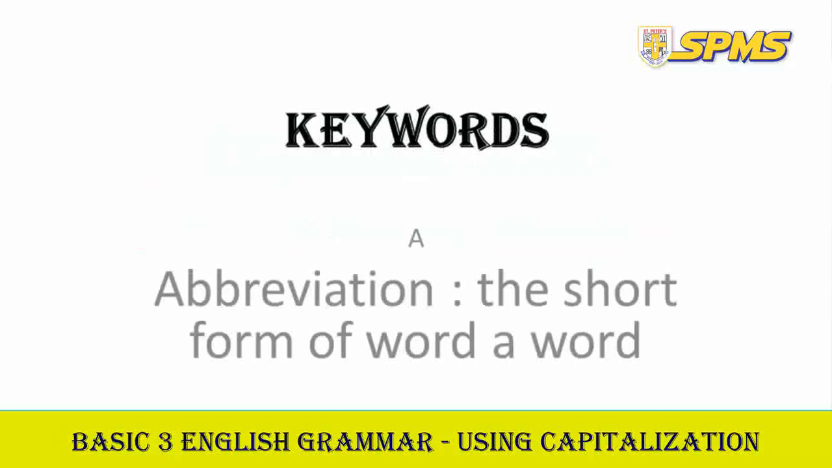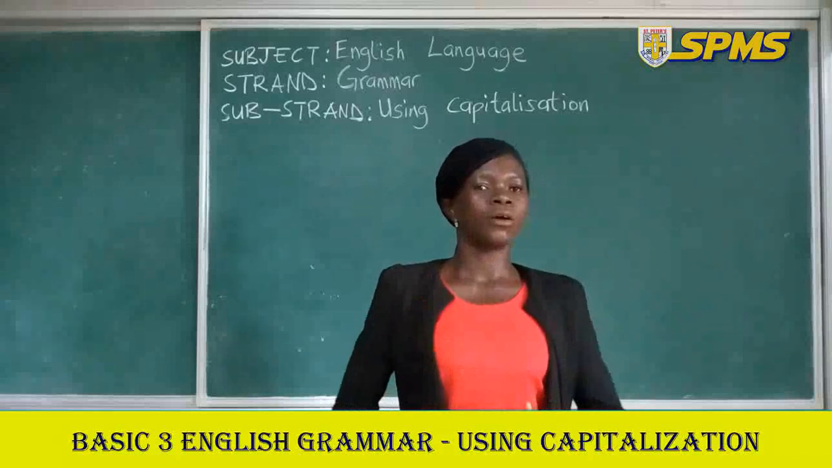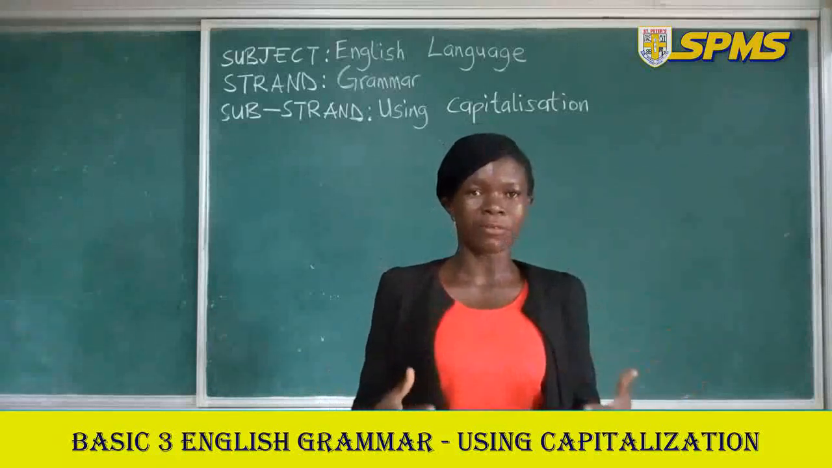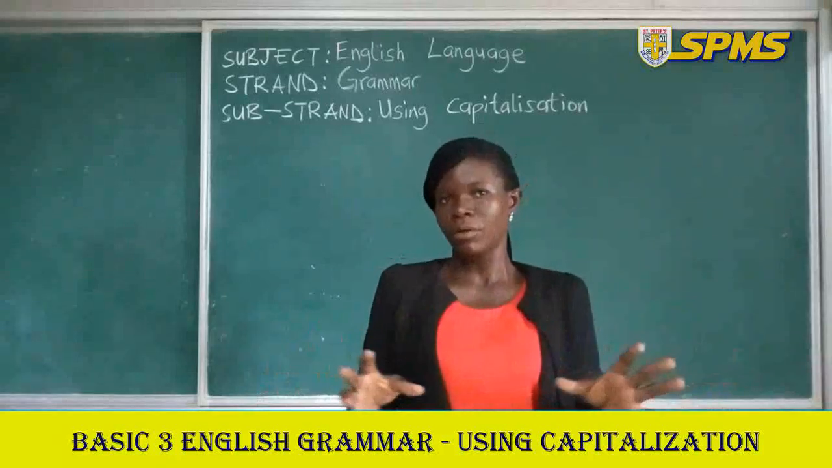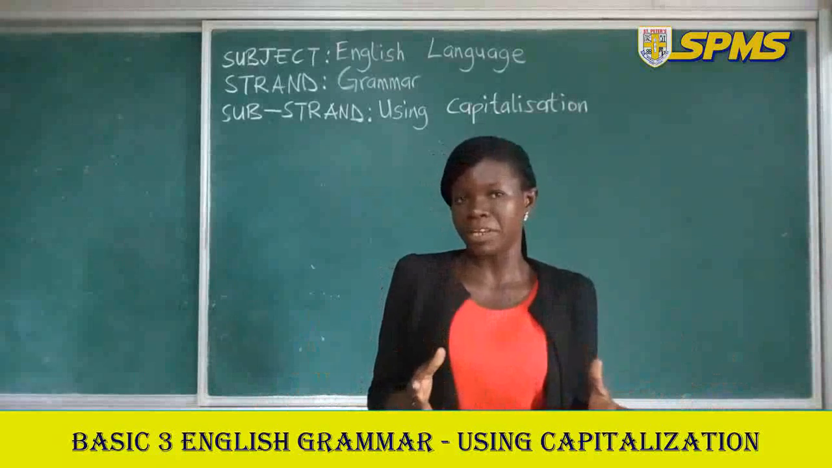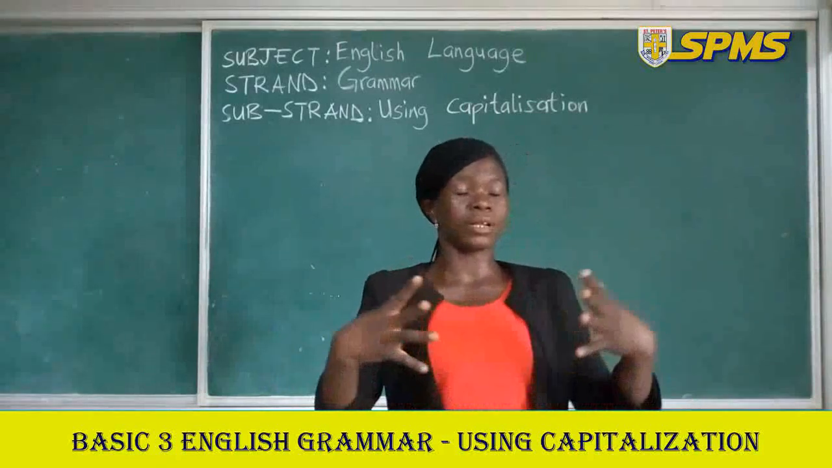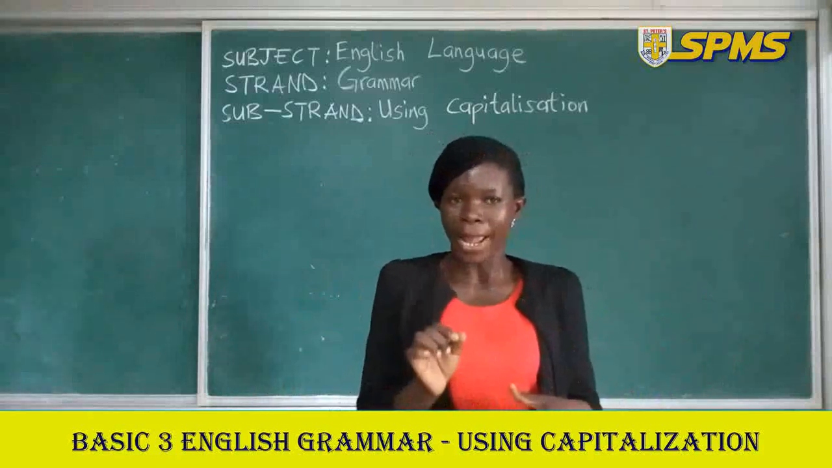What did we say it is? Good. The shortened form of words. So there are some words that we don't necessarily have to write in full. Or when we are writing, we can shorten it, or we can decide not to write it in full. For example, the days of the week. Like Monday, if I don't want to write the whole Monday, I can shorten it by writing MON with a dot.